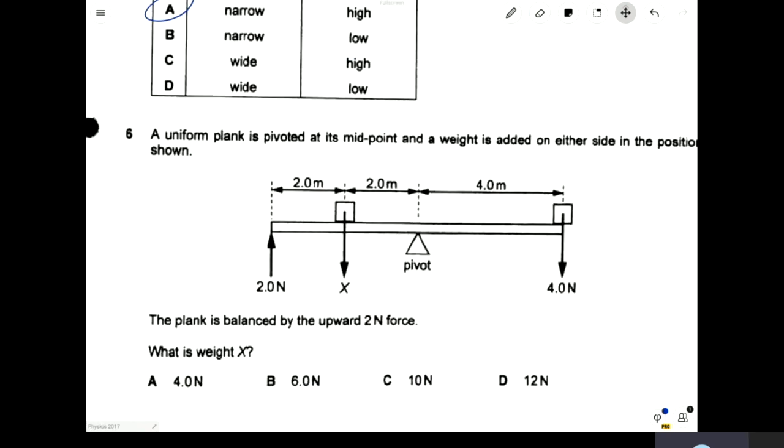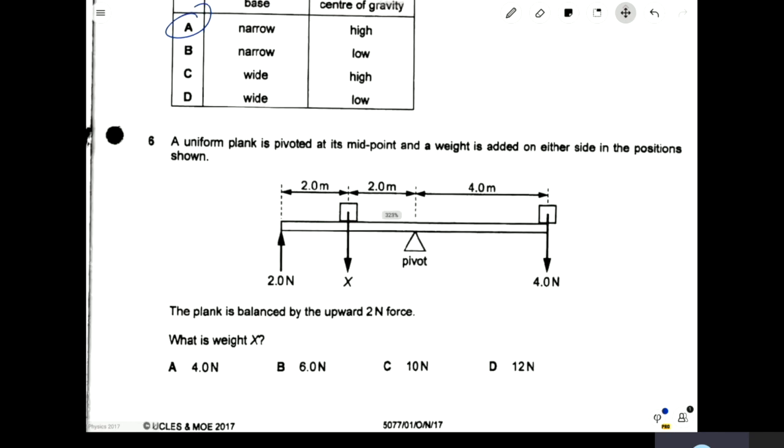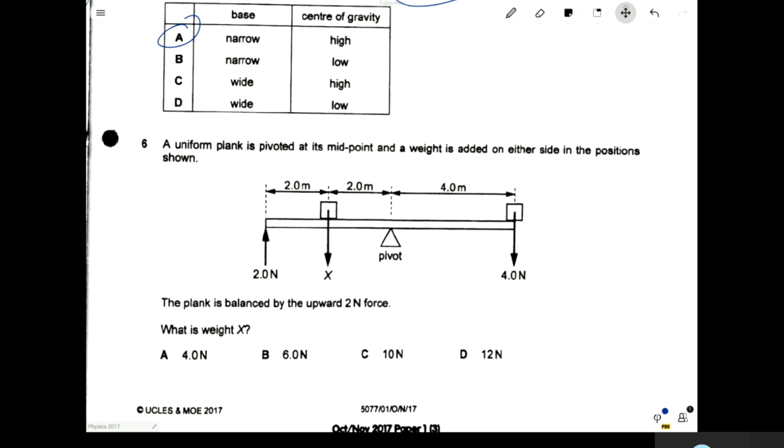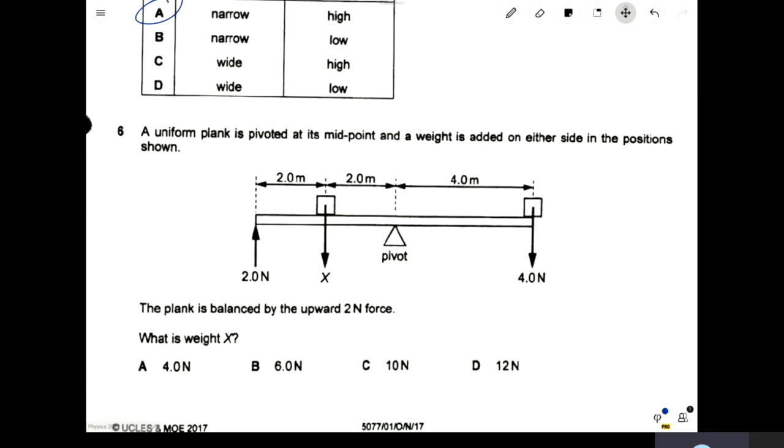What is weight X? So this thing is held in its position by a 2 Newton force upwards. So we have to find the clockwise moment. What's the formula for moment? Force times distance. So we take 4 times 4 equals 16 Newton meter. Okay, so this is the clockwise moment.